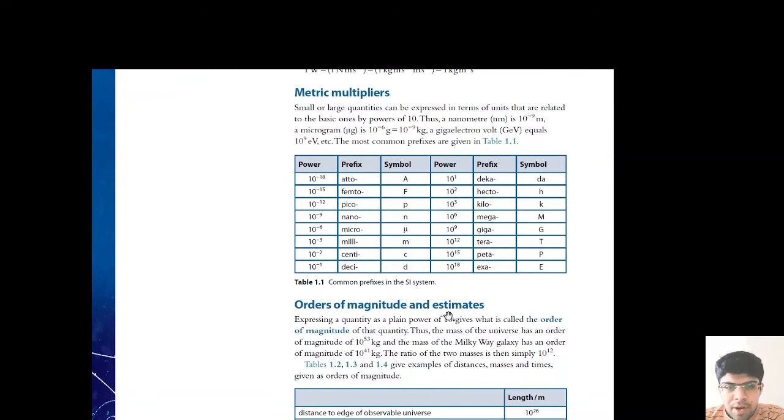Orders of magnitude and estimates. Expressing a quantity as a power of 10 gives what is called the order of magnitude of that quantity. Thus, the mass of the universe has an order of magnitude of 10 to the power 53 kg, kilogram, right? We can imagine how big it is. And the mass of the Milky Way galaxy has an order of magnitude of 10 to the power 41 kilogram. It's quite huge. And the ratio of the two masses is then simply 10 to the power 12. We can simply see that.